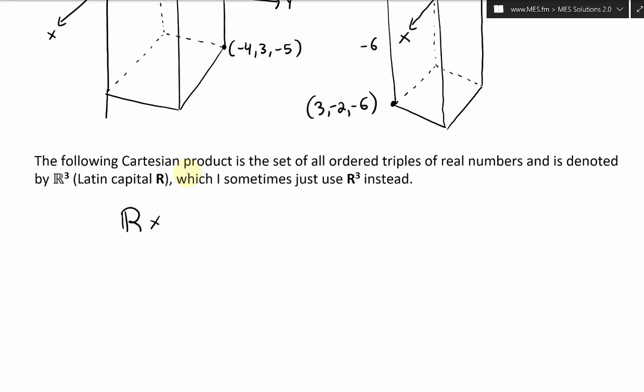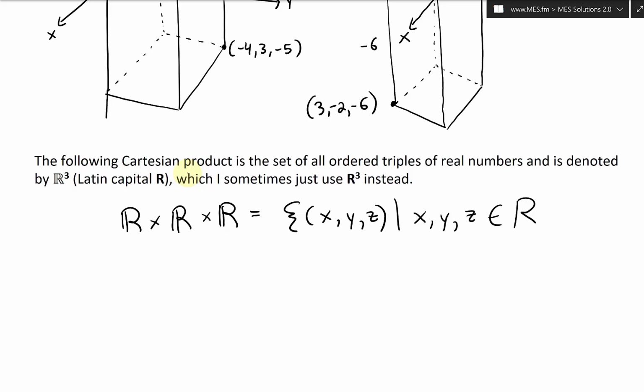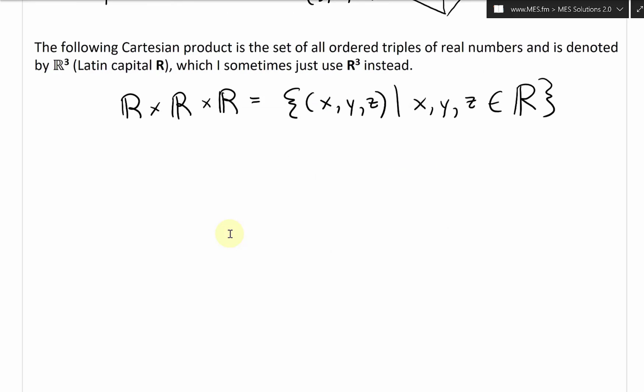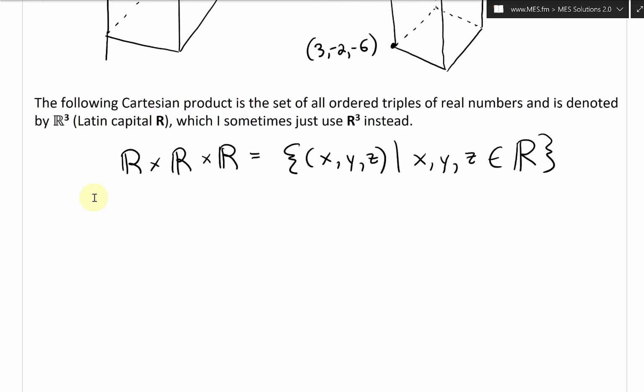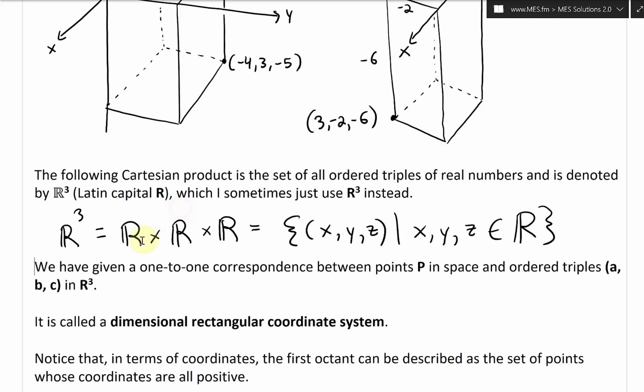R times R times R, and this equals the set. We'll write it like this, of all these points (x, y, z), where x, y, and z are elements of real numbers. In other words, these are all just real numbers. So this is the set where x, y, z are all just real numbers, or it's a collection of all the points. And just for completeness, this R times R times R is just indicating this is our R cubed, equals all this.